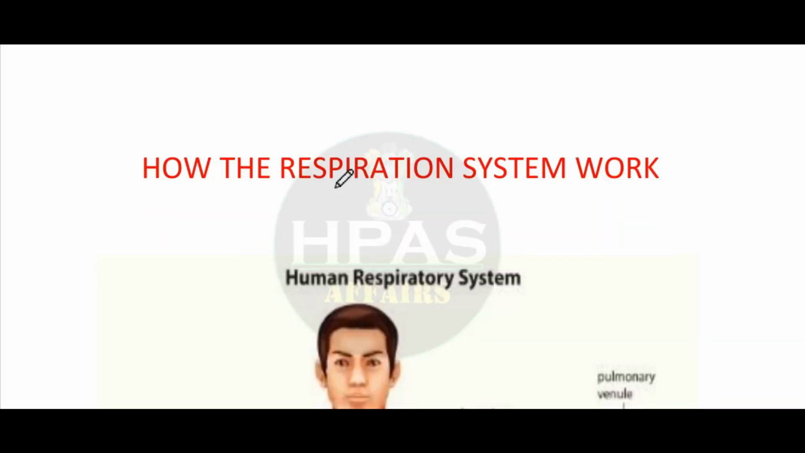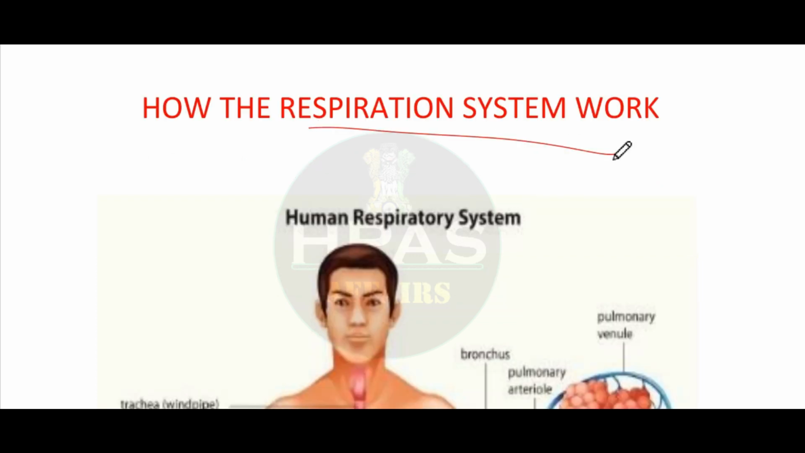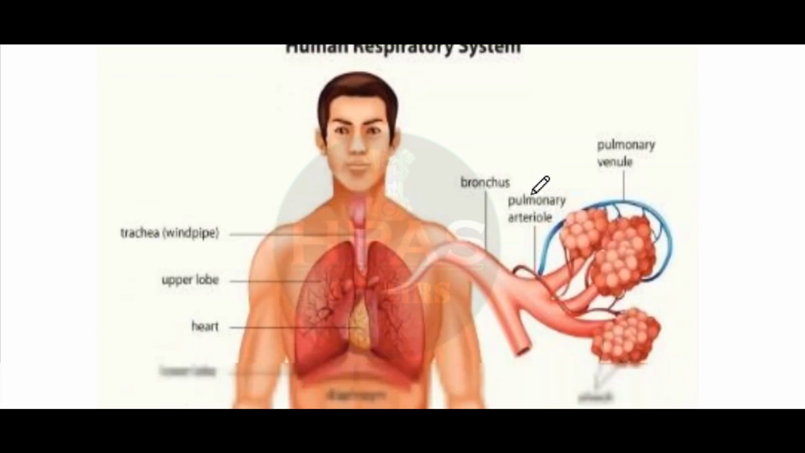Today I'm going to explain how the respiratory system works, what diffusion is, how the exchange of gases takes place in the human body, and how the respiratory system also helps with digestion and other properties in the human body. So here is the diagram where we try to understand how the respiratory system works.